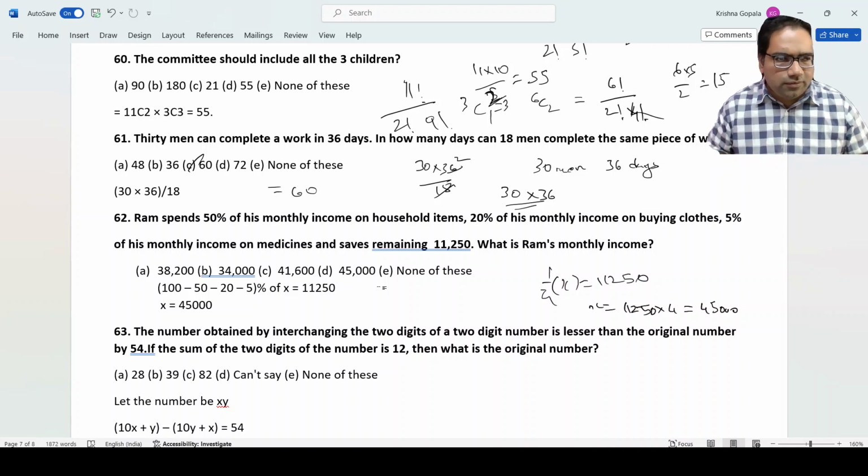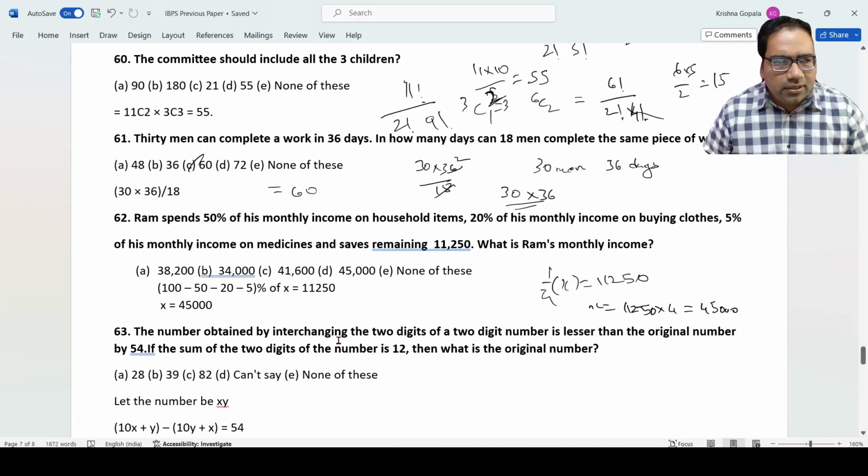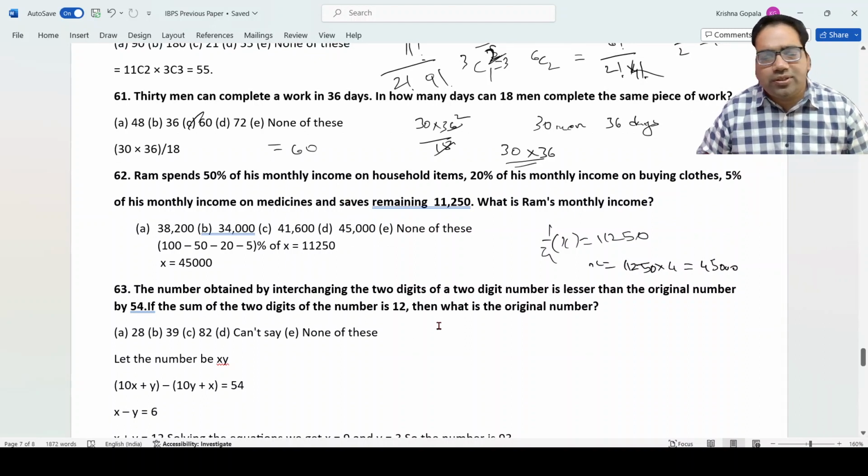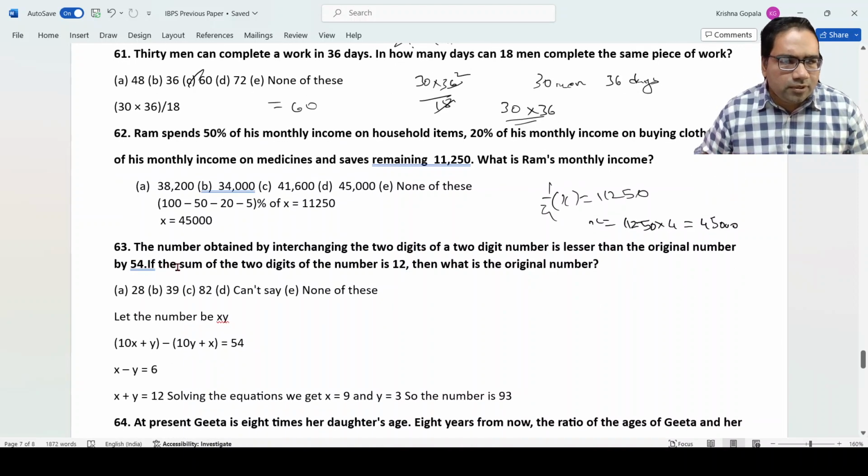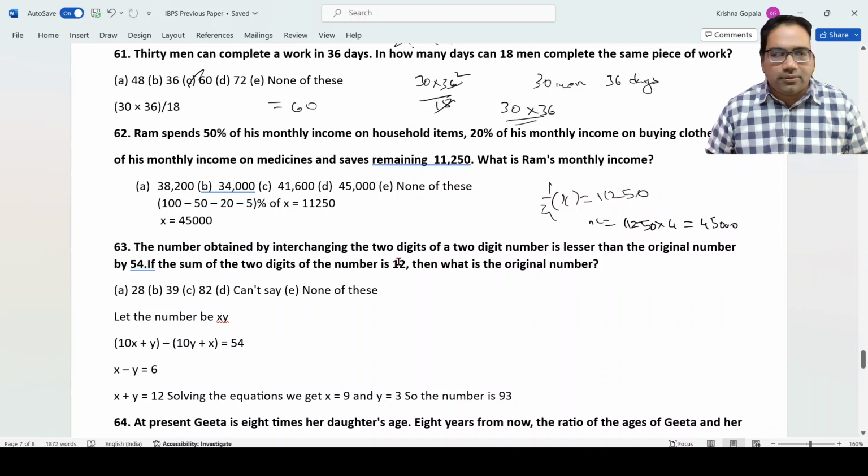Now, the number obtained by interchanging the two digits of a two-digit number is lesser than the original number by 54. If the sum of the two digits of the number is 12, then what is the original number? This is an interesting problem. We should know how to attack these problems.